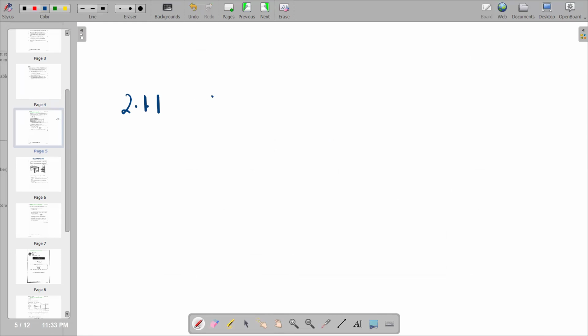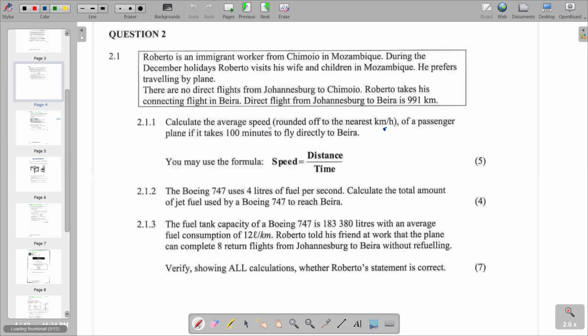So basically, this is what we have in terms of speed equal to distance over time. If you refer back to our question, we are given 100 minutes to fly, which is obviously going to be our time. But we need to present our answer in kilometers per hour. So we need to convert our 100 minutes to hours. And we know that 1 hour is equal to 60 minutes.